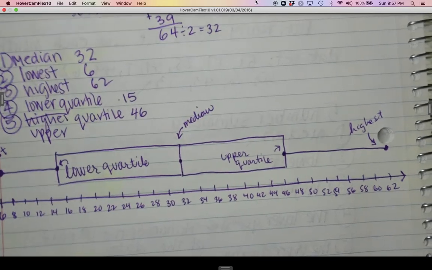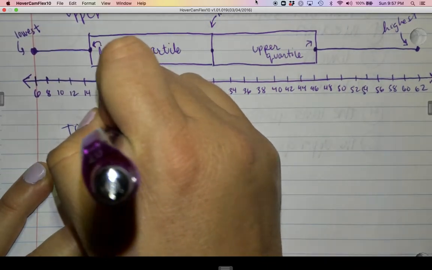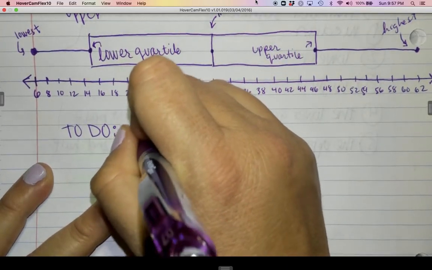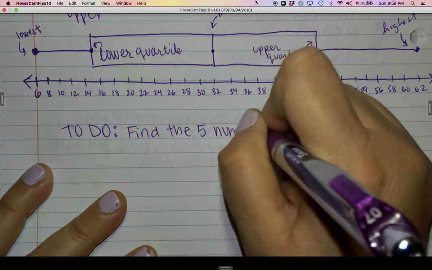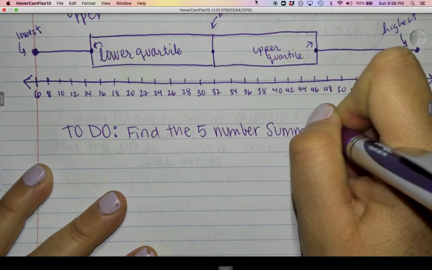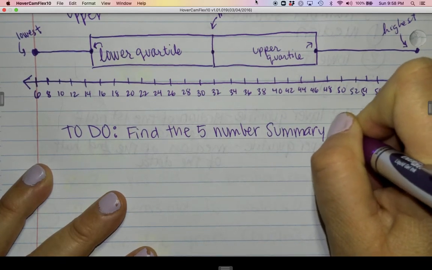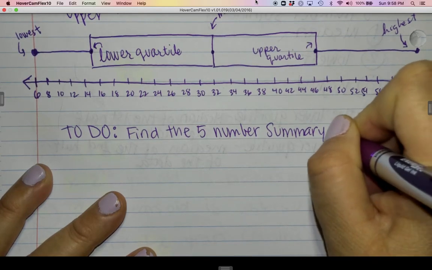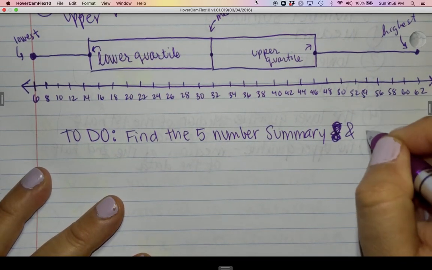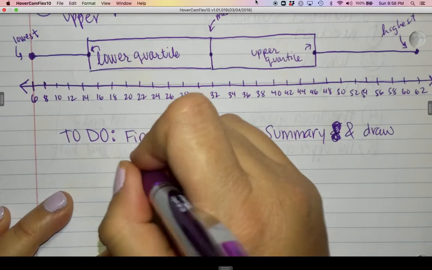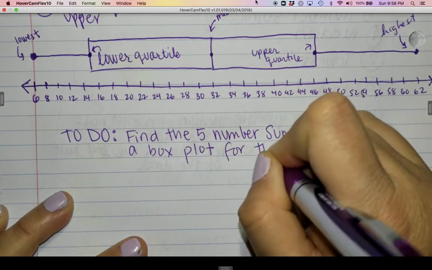Okay, so your to do is find the 5-number summary and draw a box plot for the data set.